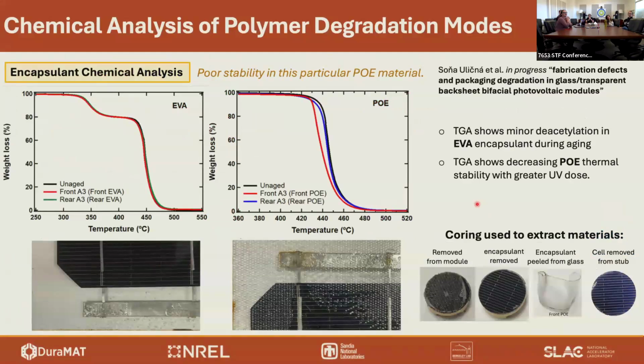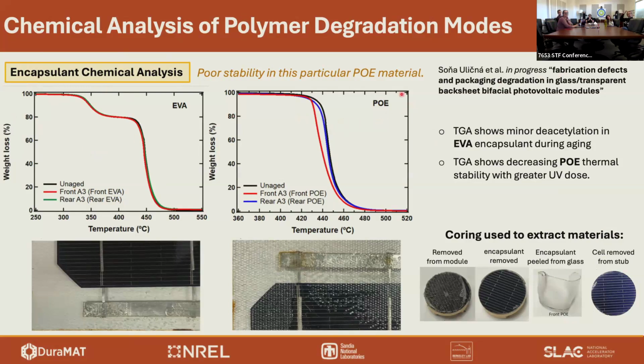So to understand the polymer degradation modes a little better, we can core out materials from these mini modules and analyze them chemically. So this is work by Sonia Ulichna, and she'll publish that in an upcoming paper. Using thermogravimetric analysis, she saw some minor deacetylation in the EVA encapsulants during aging, but as you can see over here, the degradation isn't as severe for these EVA polymers in this particular case.